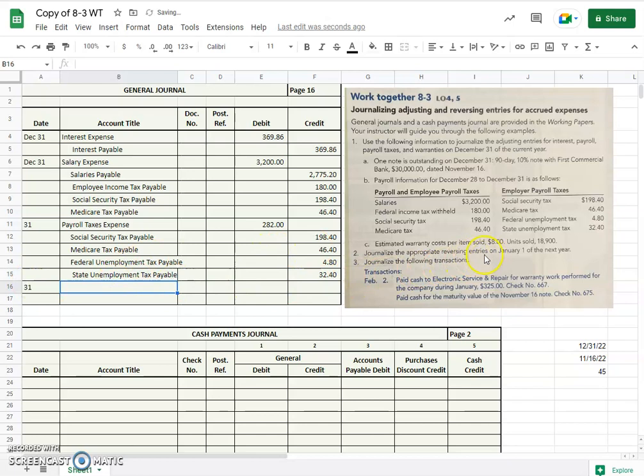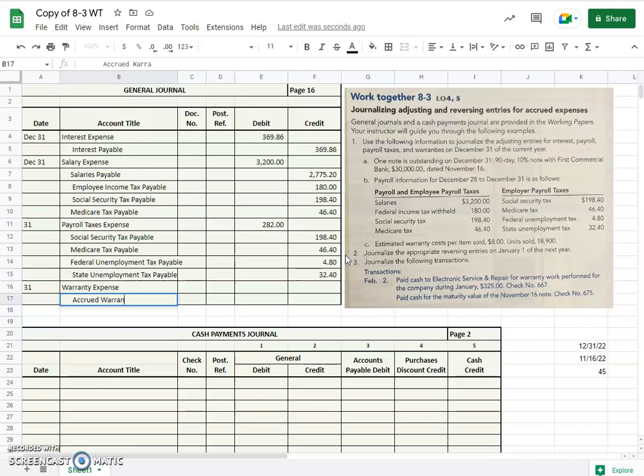And this one is on warranties. Estimated warranty cost per item sold, $8. So $8 an item times units sold of 18,900. So we've got to do a warranty expense accrual because we think we probably will have some expense associated with what we sold in this period.